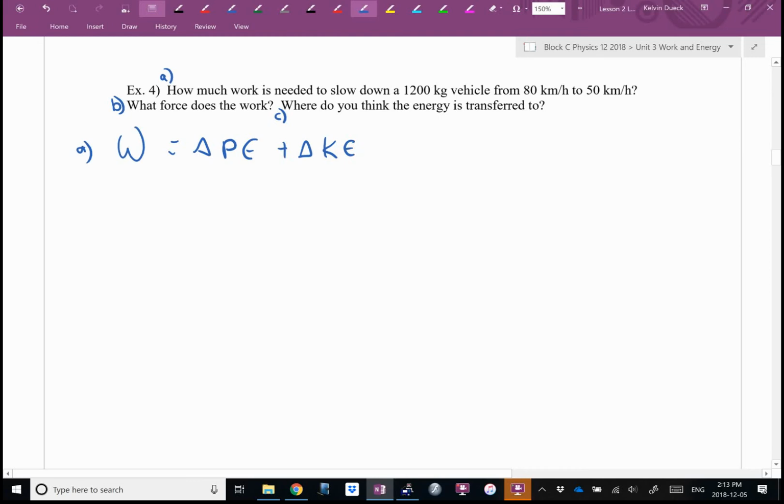Are any of these 0? I'm looking at this question. I don't see any kind of a hint about a hill. So I'm going to gamble and say, yeah, I don't think so. What's changing anything?